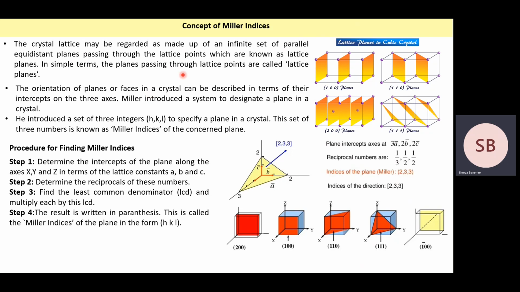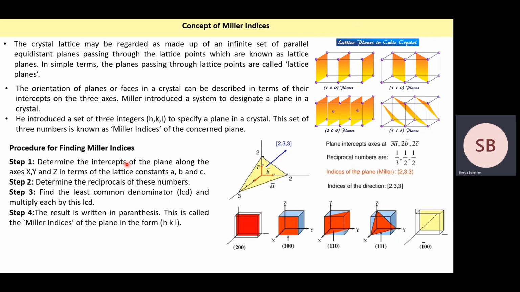The orientation of the planes or faces in a crystal can be described in terms of their intercepts on the 3 axes. Miller introduced a system called Miller indices to designate these planes. He introduced a set of integers HKL to specify a plane, and this set of integers is called Miller indices. There is a certain procedure to find Miller indices. So suppose we take this as the example.